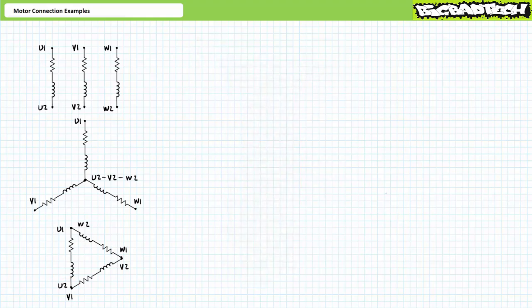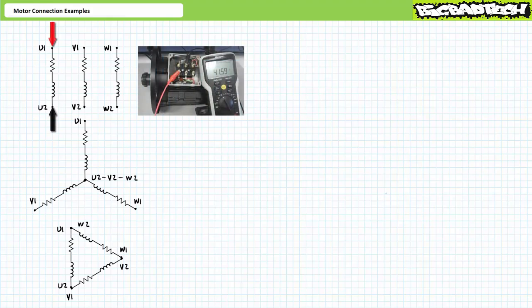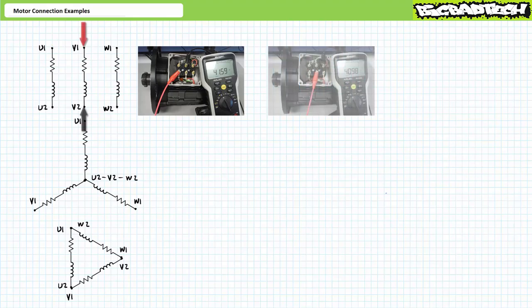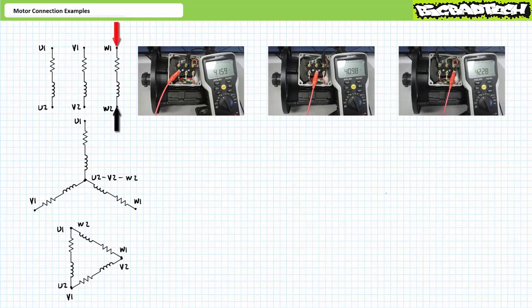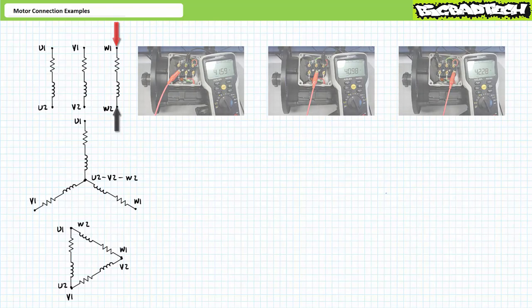As previously, let's use an ohmmeter to check each winding. Again, normally three-phase AC motors are considered balanced loads, and unless damaged, each winding should theoretically have the same resistance. An ohmmeter demonstrates winding U from U1 to U2 has a resistance of roughly 41 ohms. Similarly, winding V also has a resistance of roughly 41 ohms. And finally, winding W also has a resistance of roughly 41 ohms. Looks like these three windings are indeed roughly identical.